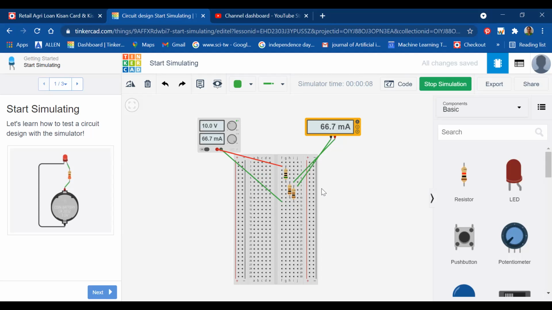So hence you can see that the reciprocity theorem has been verified for this given circuit for different values of R1.